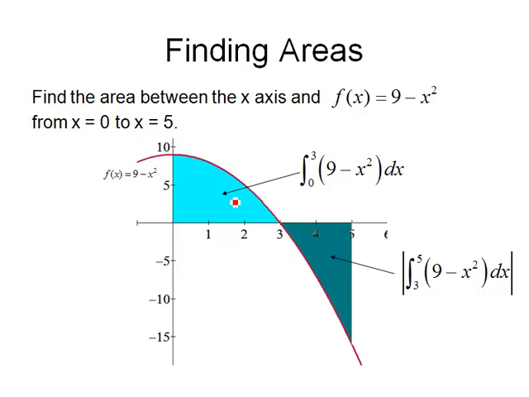And so what I'm going to end up doing is I'll go from 0 to 3, and then I'll go from 3 to 5 with these two definite integrals. So let's work them out.